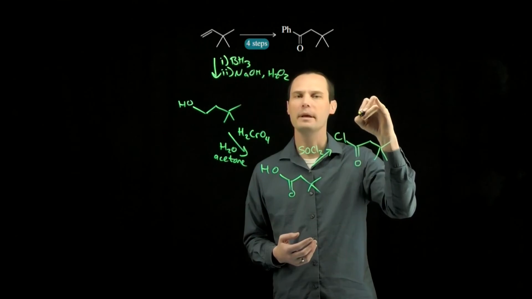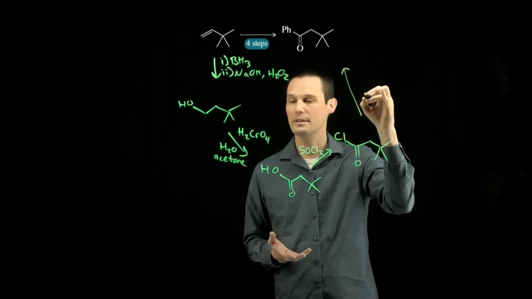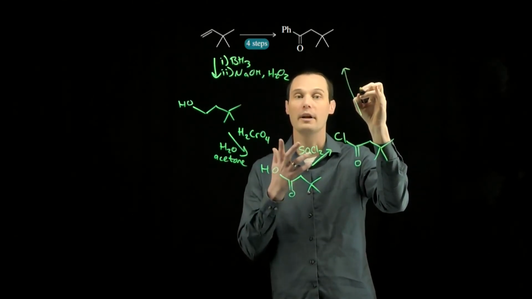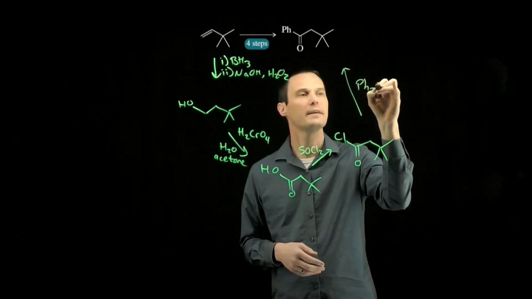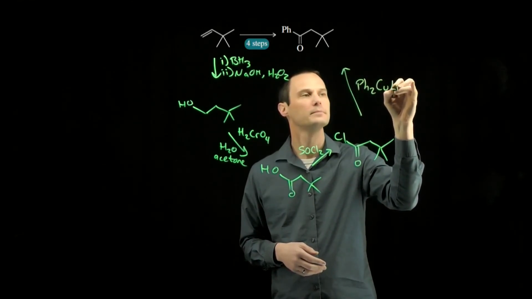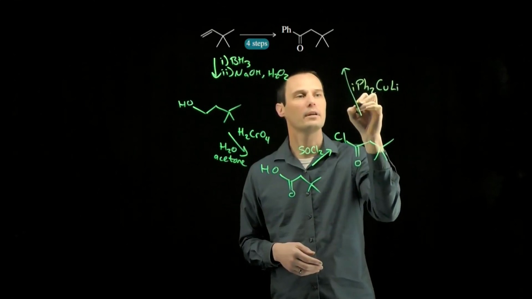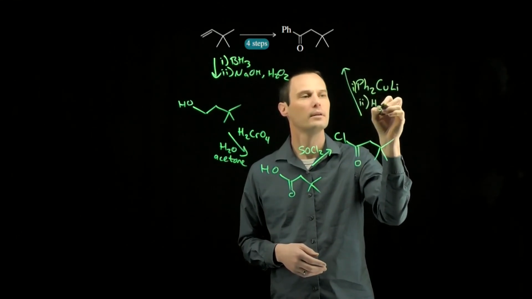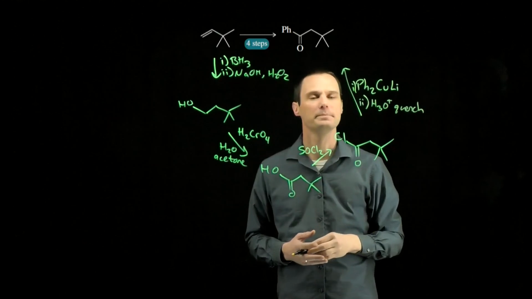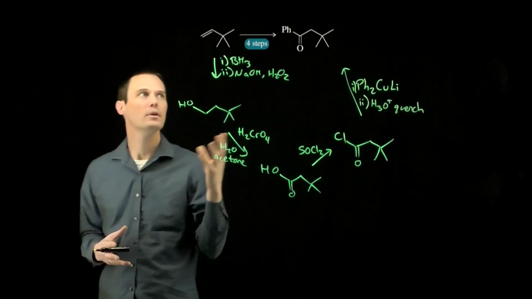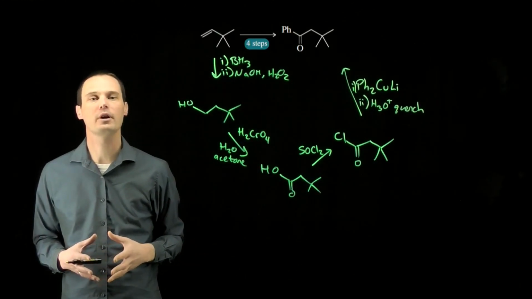And then finally, I can make my desired ketone by reacting with the cuprate. I want a phenyl group, so I would want to use diphenyl cuprate with a quenching step to complete the reaction. This 4-step sequence will form this ketone from this alkene.